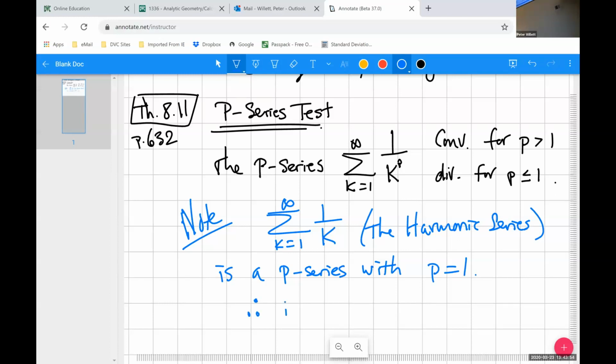Therefore, it diverges by the P series test. Because the test says that if you have a P series, just look at the value P, and if it's less than or equal to 1, it diverges. If it's greater than 1, it converges. So this is a P series where the P value is equal to 1, and therefore, by the P series test, it diverges.